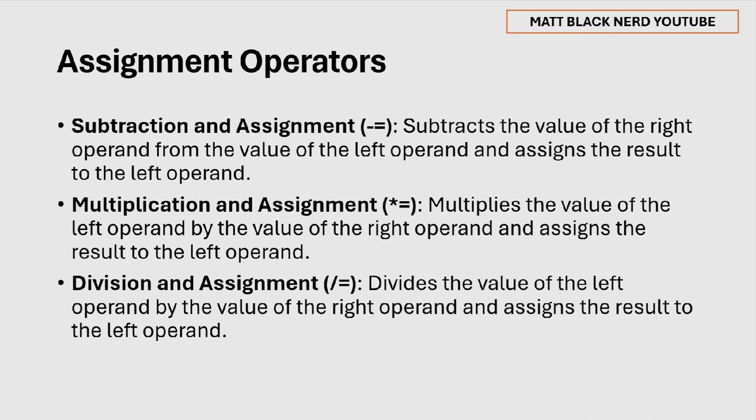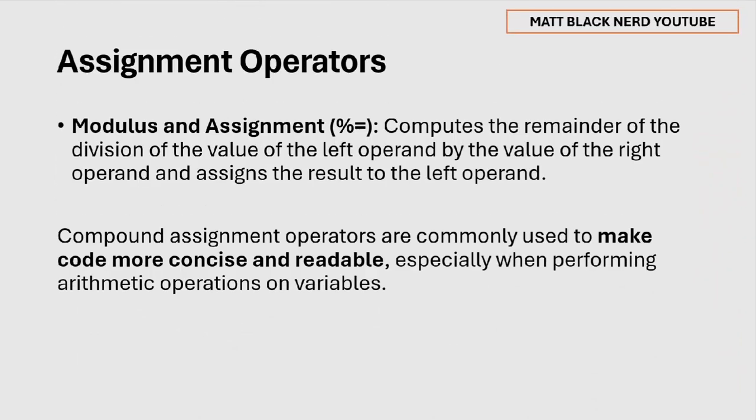Subtraction and assignment. Subtracts the value of the right operand from the value of left operand and assigns the result to the left operand. Multiplication and assignment. Multiplies the value of left operand by the value of right operand and assigns the result to the left operand. Division and assignment. Divides the value of left operand by the value of right operand and assigns the result to left operand. Modulus and assignment. Computes the remainder of the division of the value of the left operand by the value of right operand and assigns the result to the left operand.